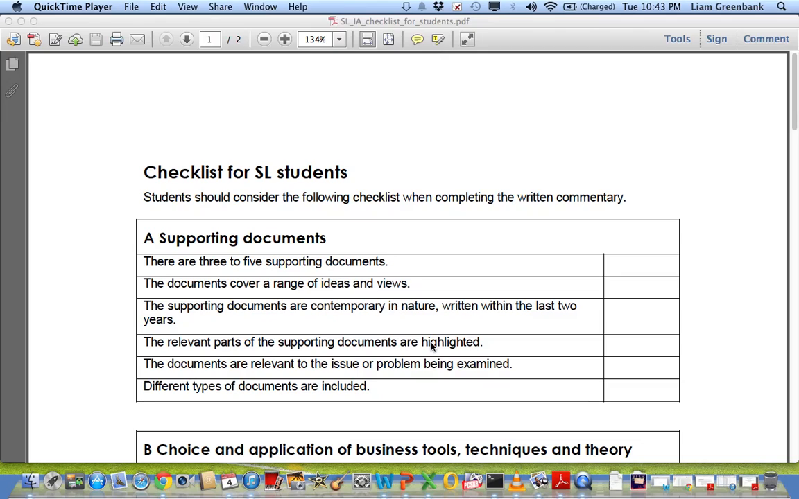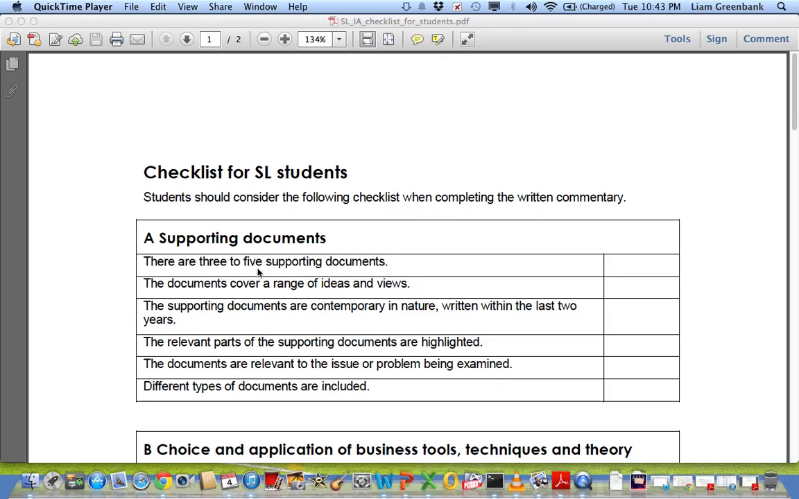Now that might be quite a lot of the article, might be the majority of the article, but make sure you highlight the relevant parts that you've referred to. The documents are relevant to the issue or problem being examined. Okay, so each document you've used should be of relevance to the company and should be helping you to build a decent argument for and against your question in the IA.